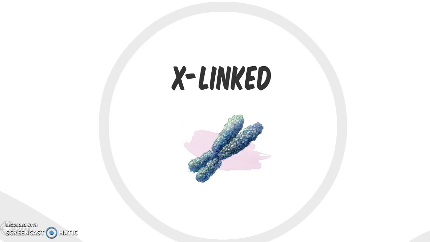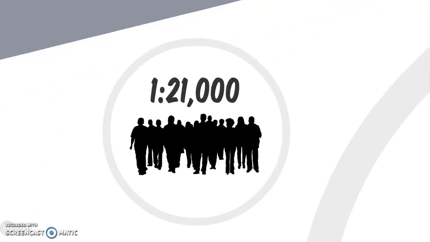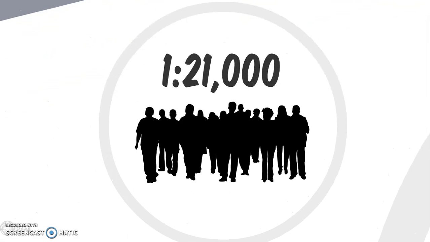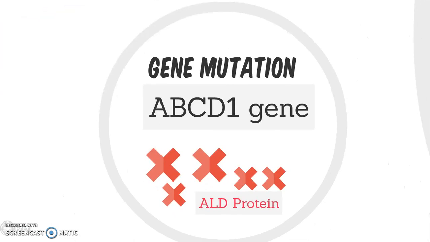Adrenoleukodystrophy is an X-linked genetic disorder affecting 1 out of 21,000 people. The disease is caused by a mutation in the ABCD1 gene, which is responsible for the production of ALD protein. Mutation of the gene will result in the production of abnormal or dysfunctional ALD protein.